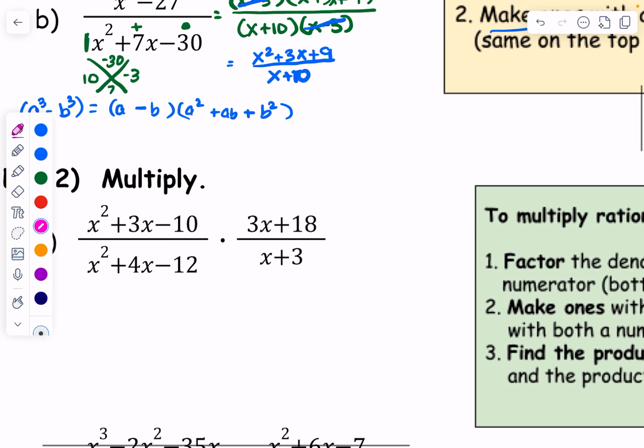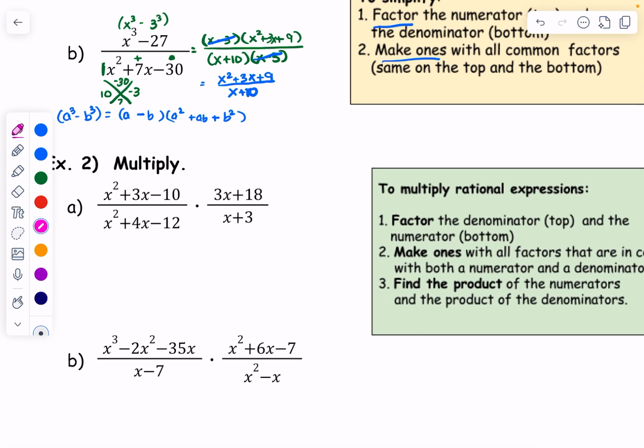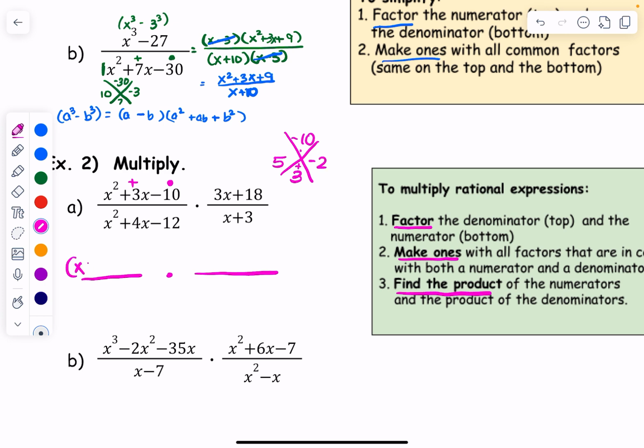Okay, now let's talk about multiplying. To multiply, we are going to factor everything, make ones with any top with any bottom, and then find the product. Those are our steps. So let's factor first. The first one is simple, so we need two things that multiply to a negative 10 and add to a 3. We're going to get 5 and negative 2. So this is going to be x plus 5, x minus 2.